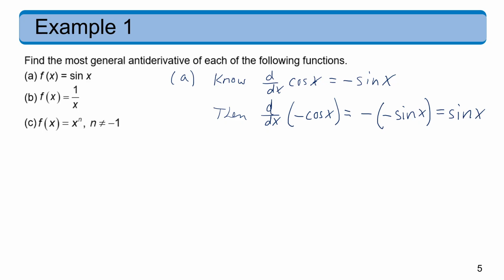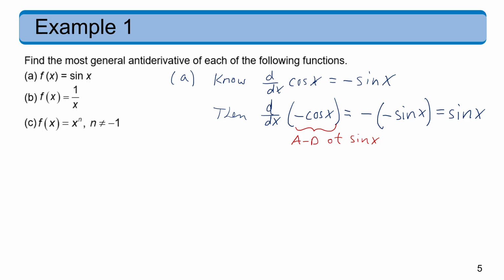So this worked, right? We were trying to find a function, so we get to choose this, right? We wanted to figure out what function to put in here such that when we took its derivative, we got sine. And this function worked. So this tells us this is the antiderivative of sine x.